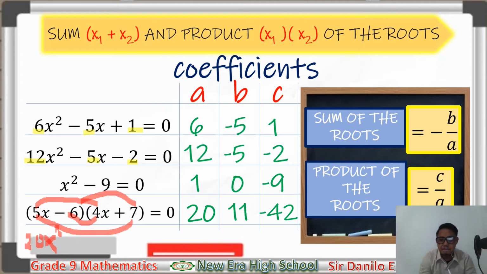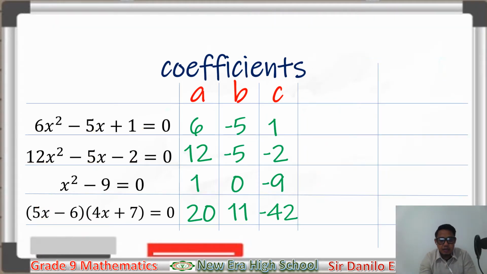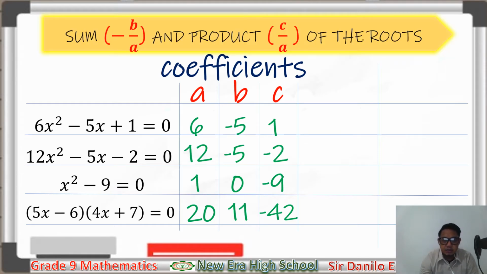Okay? So, let's answer this one. Nakuha na natin kanina yung ating value ng mga a, b, c. So, that's your sum and product of the roots. The sum is negative b over a.